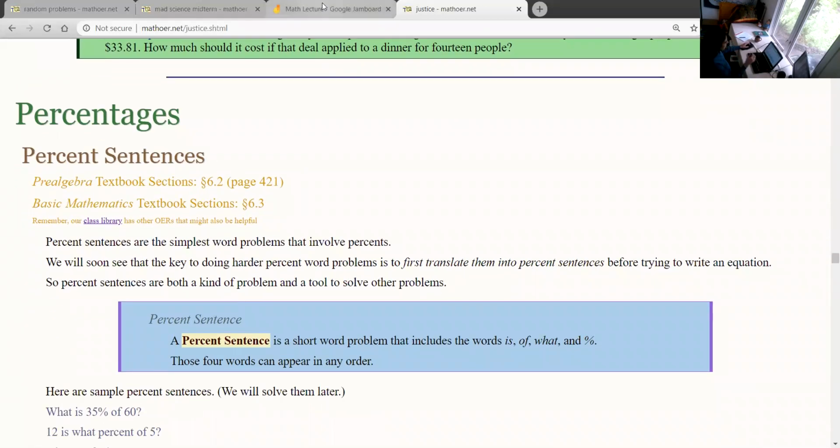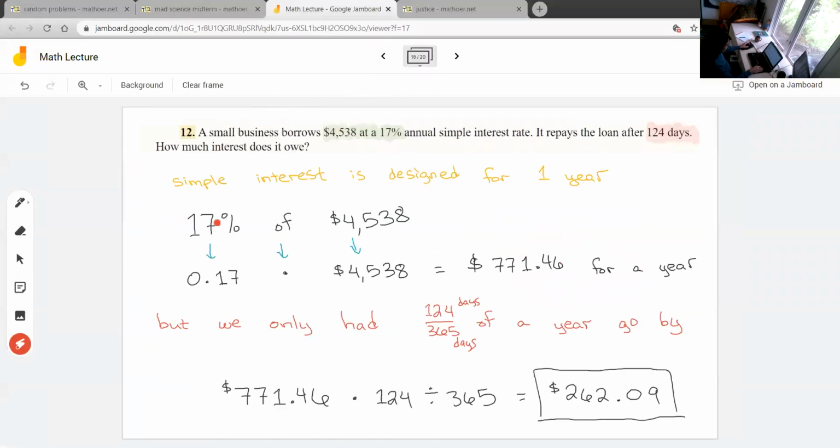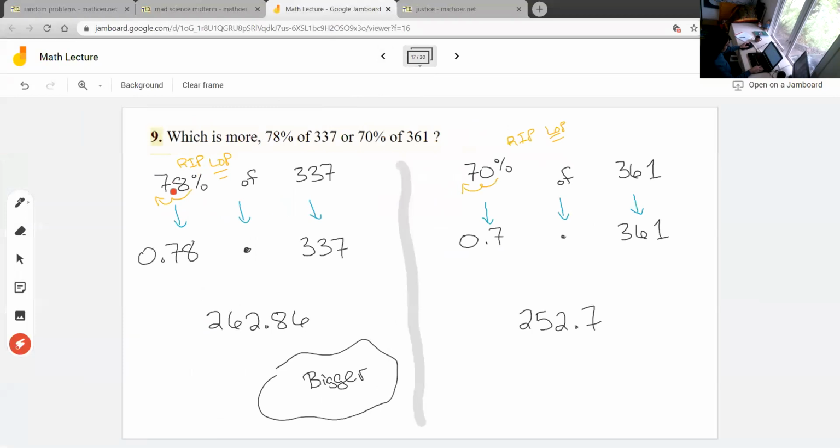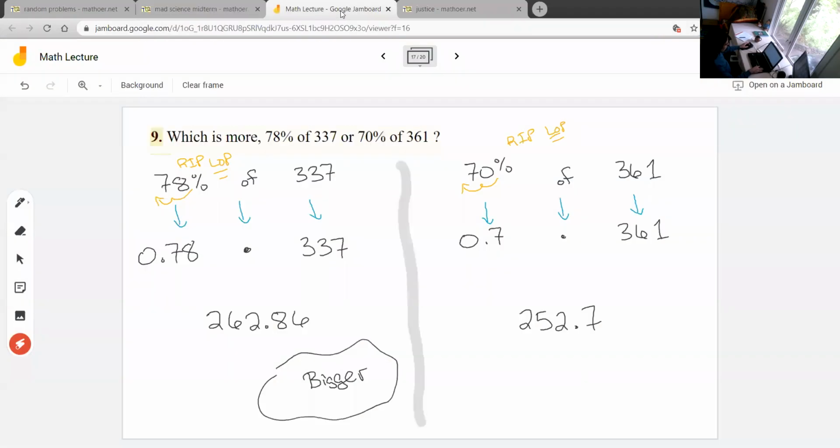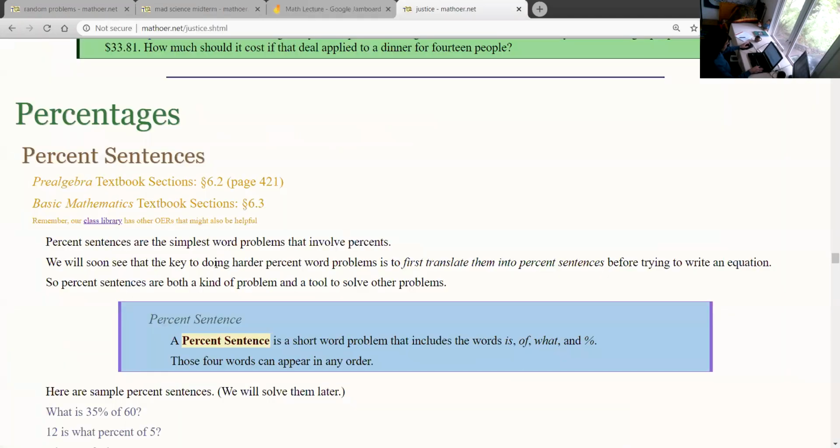So far we've done a percent of something. What is 17% of a number? What is 78% of a number? And we also did the percent of a change. If you go down and lose 11 pounds, 11 is what percent of 175? So those are two common good ways to think about percents, but there's a more general way to think about percent where you always translate percents, and of becomes multiply, numbers stay the same, is will become equal. So we'll call these things percent sentences.